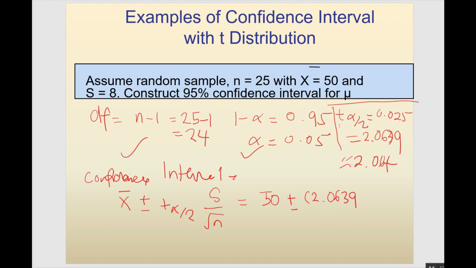Either way, you can put 2.064 or 2.0639, it's still okay. And then this s is also given here, right? So 8 divided by square root of 25. You just calculate it and you should be getting the range, which is approximately, because plus minus, 46.698 for the lower side and this is the upper side, which is 53.302.